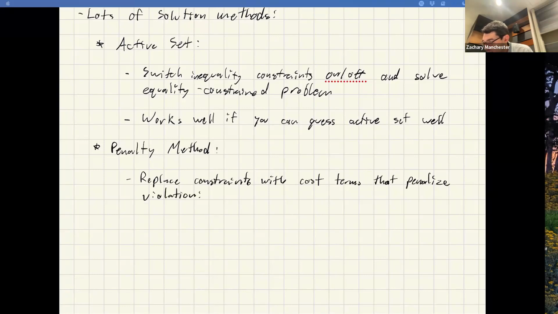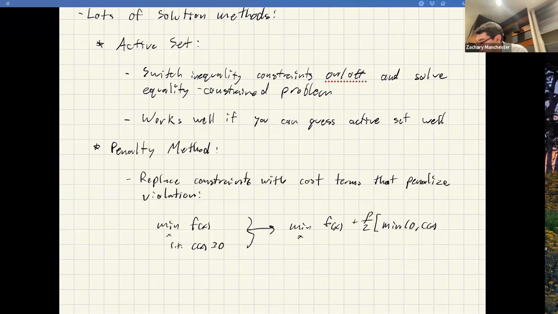Okay, so for example, you might take our prototypical thing here. Let's say we have this guy, C positive. We're going to take this and introduce a penalty term into the cost that penalizes violations. The most standard first thing you might think about is a quadratic penalty. In this case, where it's an inequality, that would be implemented like so.